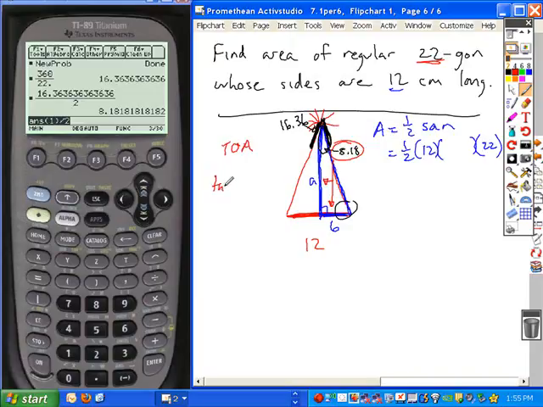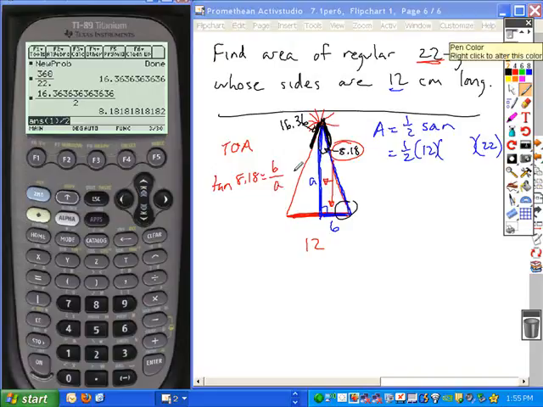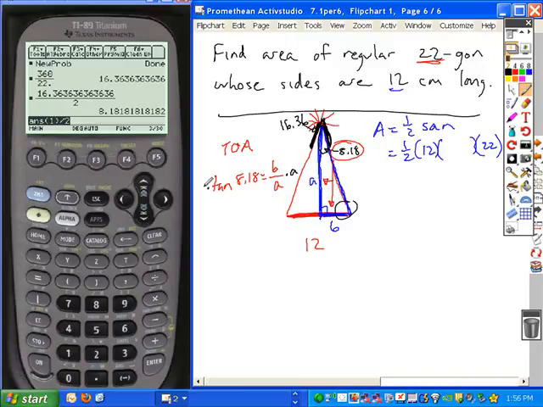Tangent, so we can set up our trig ratio. The tangent of 8.18 is equal to opposite 6 over adjacent A. And now we can solve this equation. To solve it, you'd multiply both sides by A to get rid of your fraction. Isolate your variable A by dividing both sides now by the tangent of 8.18. So that isolates your A.